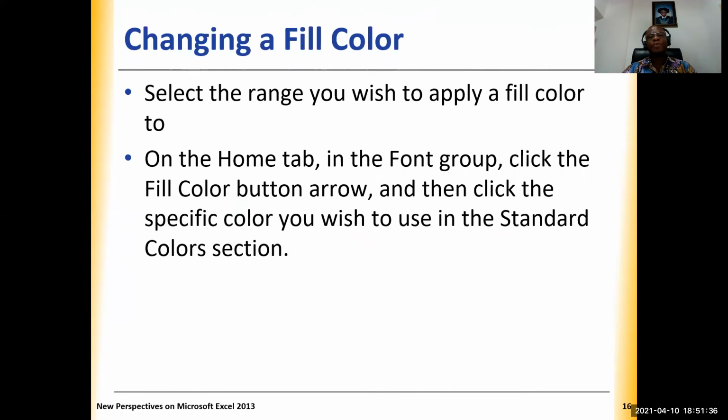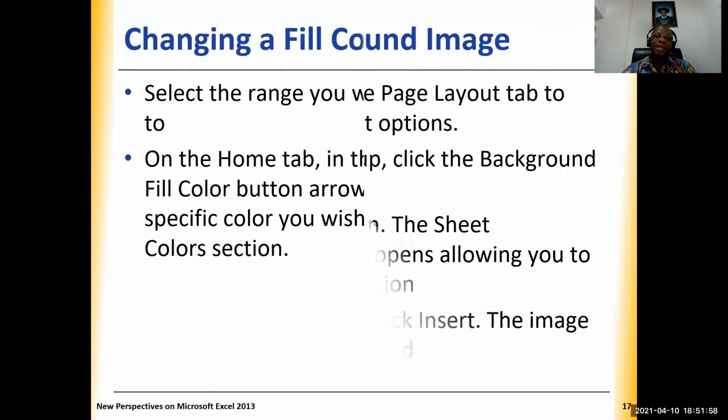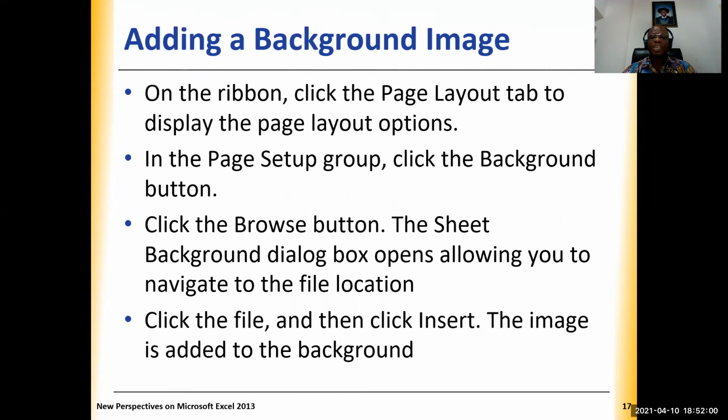And how do you change the fill color? You select the range you wish to apply the fill color to. In the previous lecture, I showed you how you can select the range. And anything at all that we are going to do, most of the time depends on the range of cells. So you select the range and then you'll be able to apply whatever you want. So on the Home tab in the Font group, you click the Fill Color button arrow and then click the specific color you wish to use in the Standard Colors section. So that's what this is talking about.